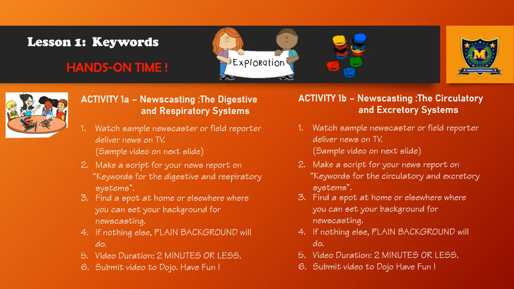Next, when you're done watching it, you make a script for your news report, but the topic that you will be stating there is the digestive and respiratory systems for activity 1A, and for 1B, it's the circulatory and excretory systems, how it works. You just need to say, okay, digestion, and then you say the description of it, all of it. And then you just have to put in starter words and exit words or phrases for newscasting. Next thing you need to do, you keep practicing that script of yours.